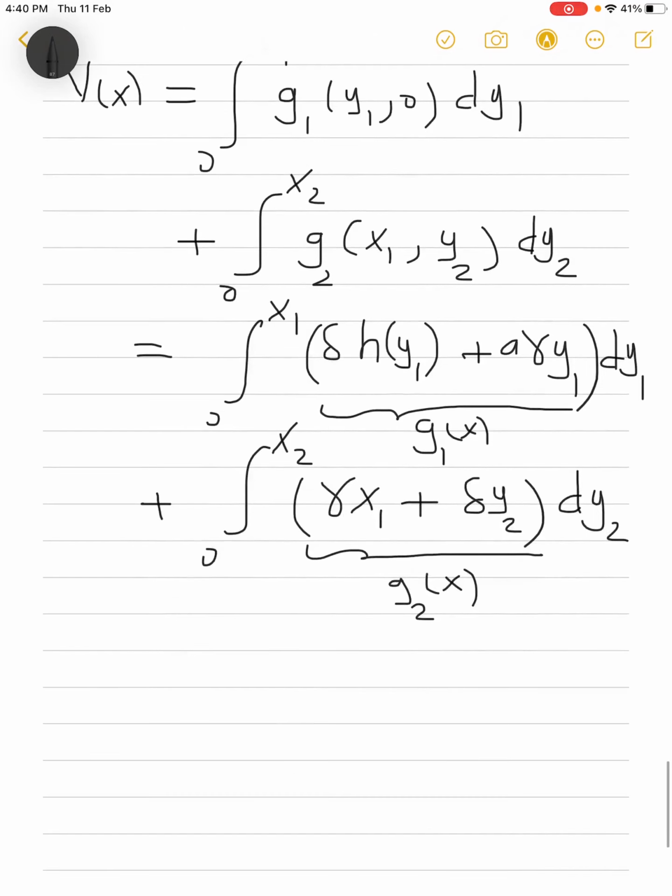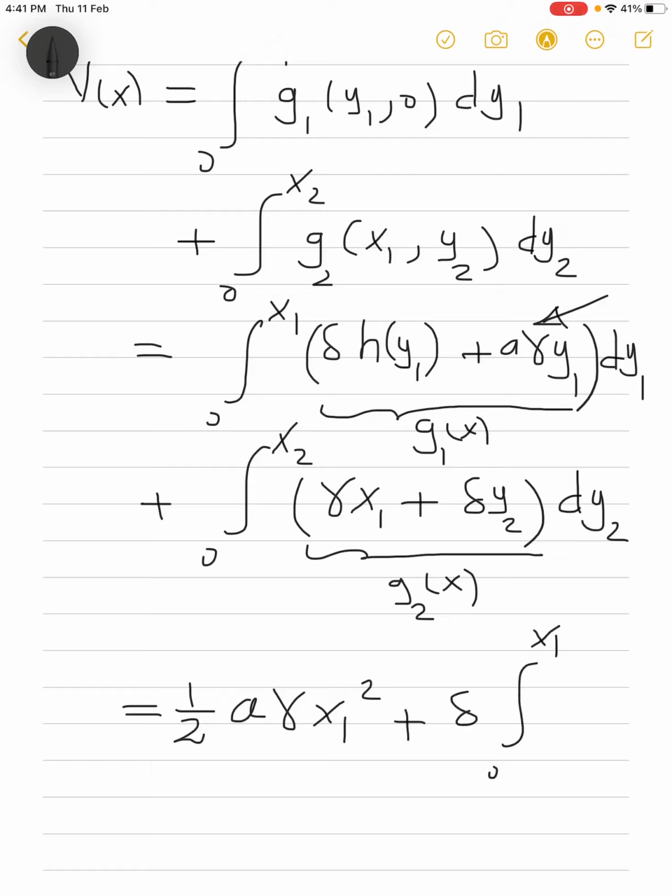So if we do this, we get 1/2 a gamma x1 squared, this is from the second term here, plus delta, the integration from 0 to x1 of h of y1 dy1. And remember, I mentioned at the beginning that because of the assumption on the nonlinearity h, this integration will give us a positive result. So multiplied by a delta which is positive, that overall will be positive as required.